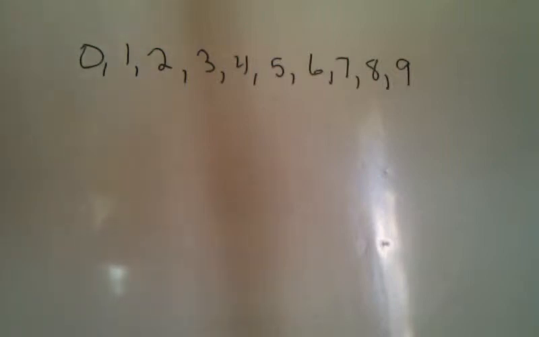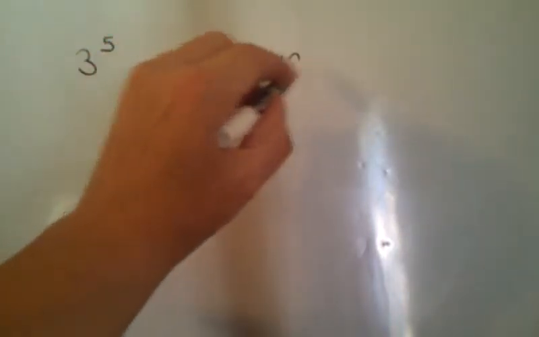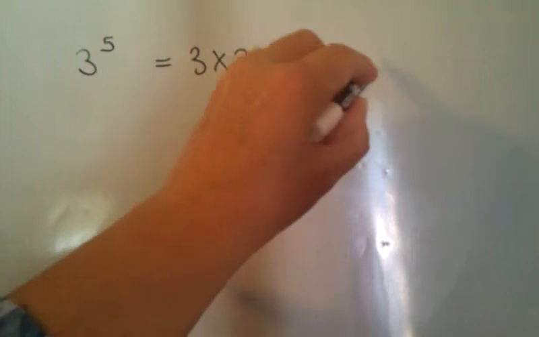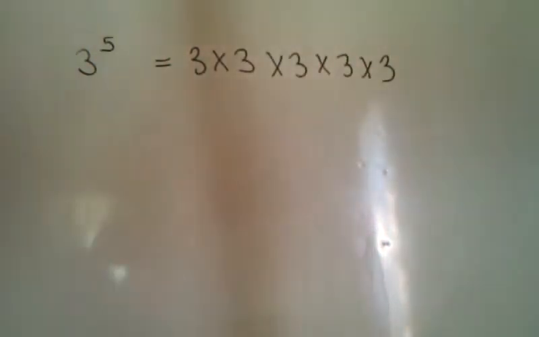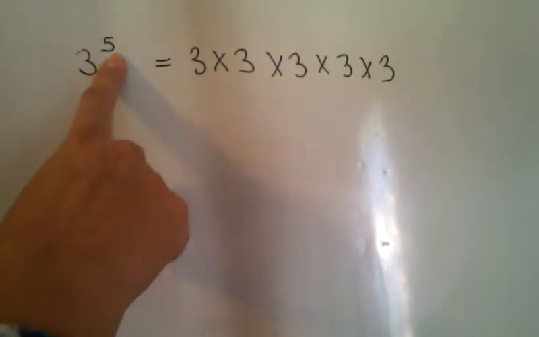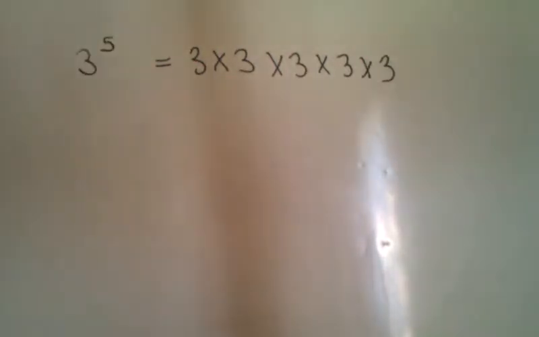So let's talk about exponents. If I showed you this, do you remember what this means? What does this mean? Well, that's how many times we multiply 3 times itself. 3 times 3 times 3 times 3 times 3. We multiply it times itself 5 times. So 5 is called a power or an exponent.